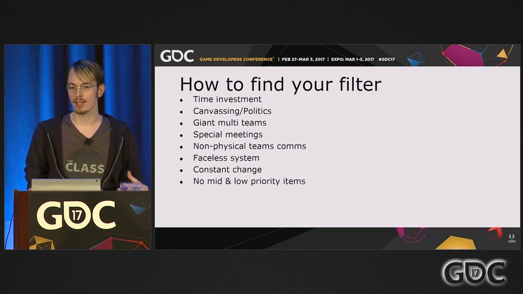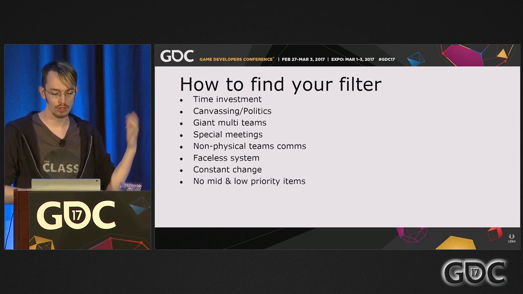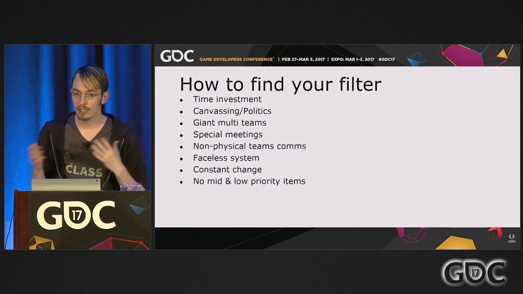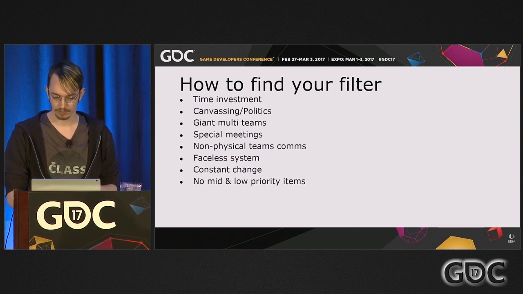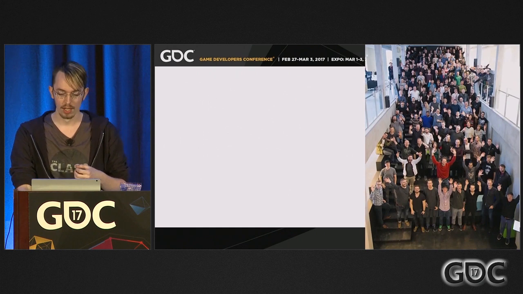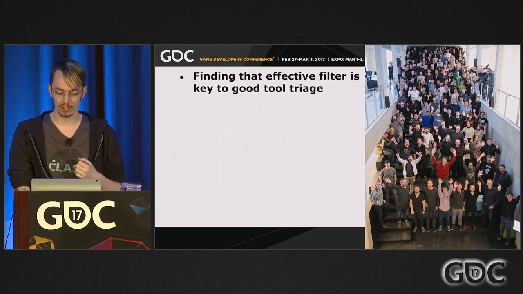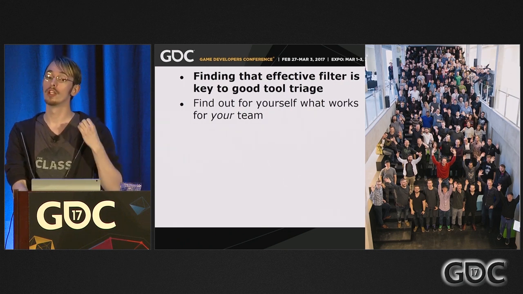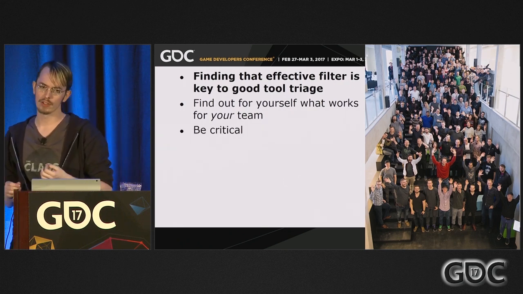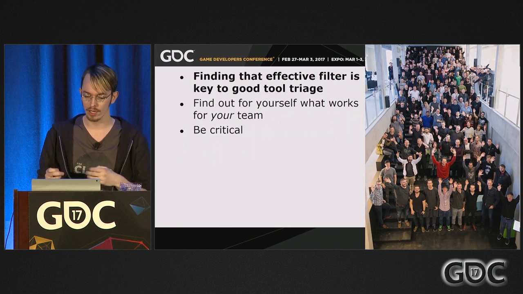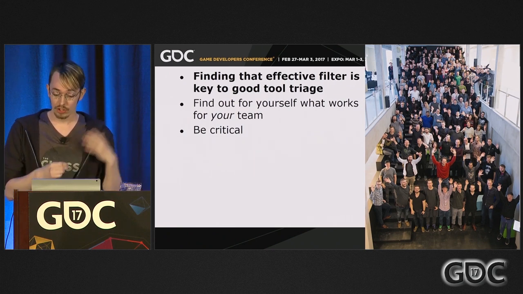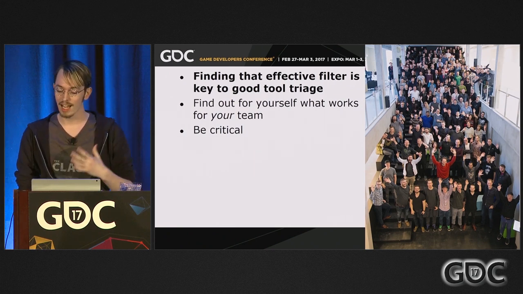Maybe you have a lot of money and a lot of time on your hands and you can do the brute force system. Or maybe you don't. Maybe there's other things you care about. But the core is this. Finding an effective filter is key to good tool triage. You need to find out for yourself what works for your team. And be critical about this approach. Change it if it happens to not work in your specific team. This is your team. You can save your team time and headaches.